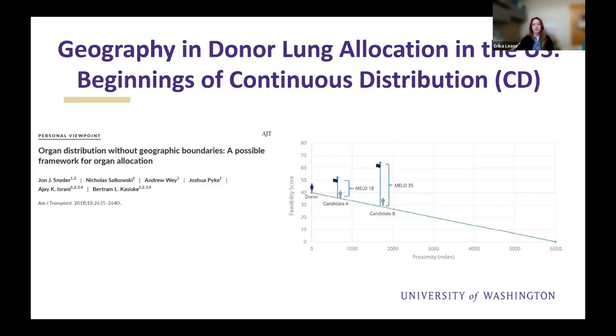Sometimes I think we use the terms continuous distribution and CAS interchangeably, and I think it's just important to note that continuous distribution is the framework and CAS is the end result organ allocation system specifically for lung.